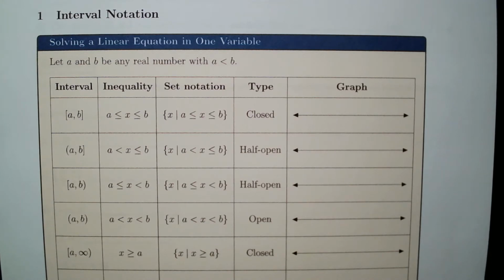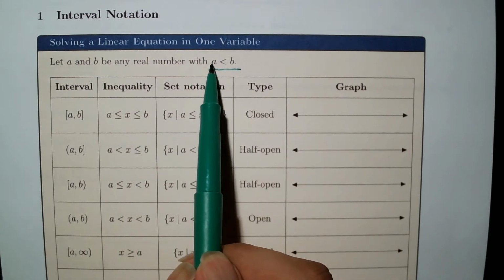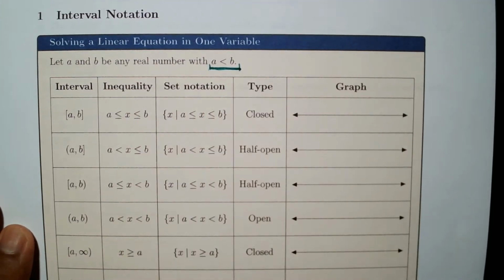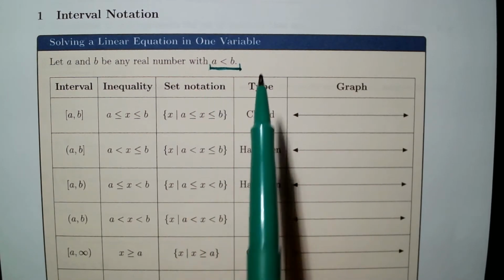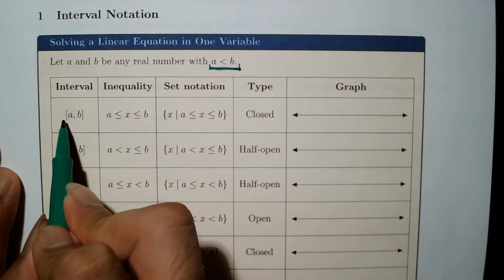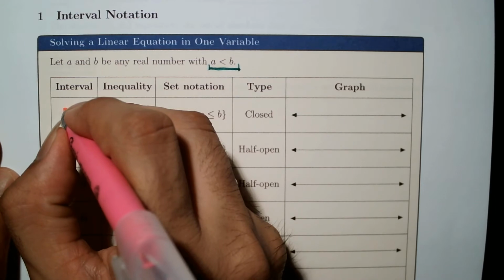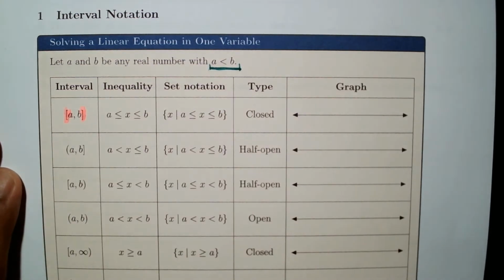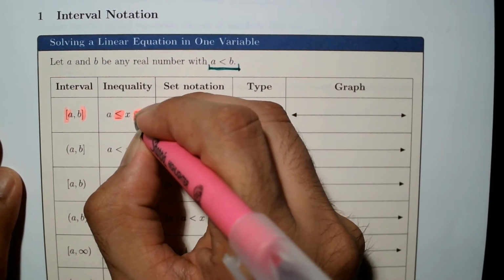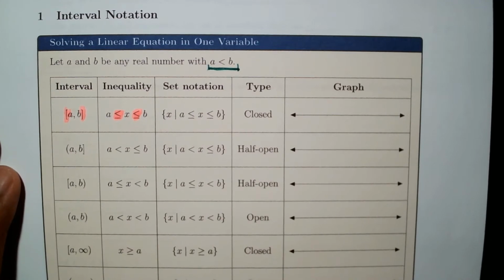Alright, so first of all, we need to consider A and B to be any real numbers, with the fact that A is a smaller number than B. Otherwise we will have to reverse everything. So typically A is smaller than B. In this case we have the interval A and B with brackets on the endpoints. These brackets indicate that we will include the endpoints A and B, and these are equivalent to writing them in inequality form using less than or equal and greater than or equal signs.